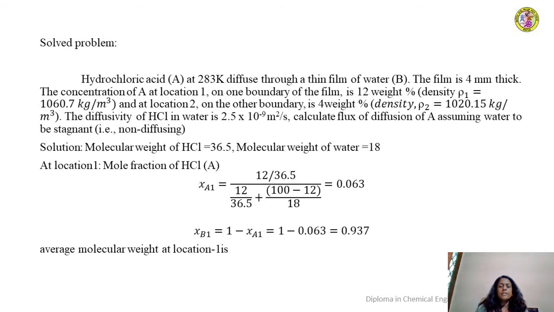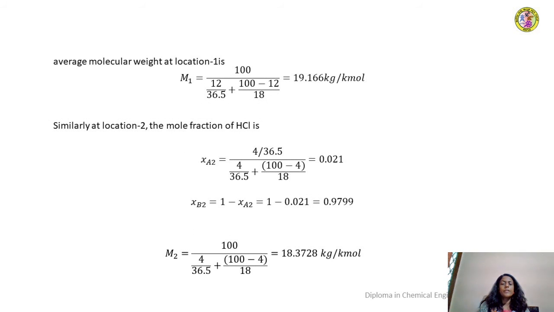So from XA1, first let us calculate XB1. XB1 is equal to 1 minus XA1, 1 minus 0.063, which will be equal to 0.937. Similarly, now let us calculate the average molecular weight at location 1.